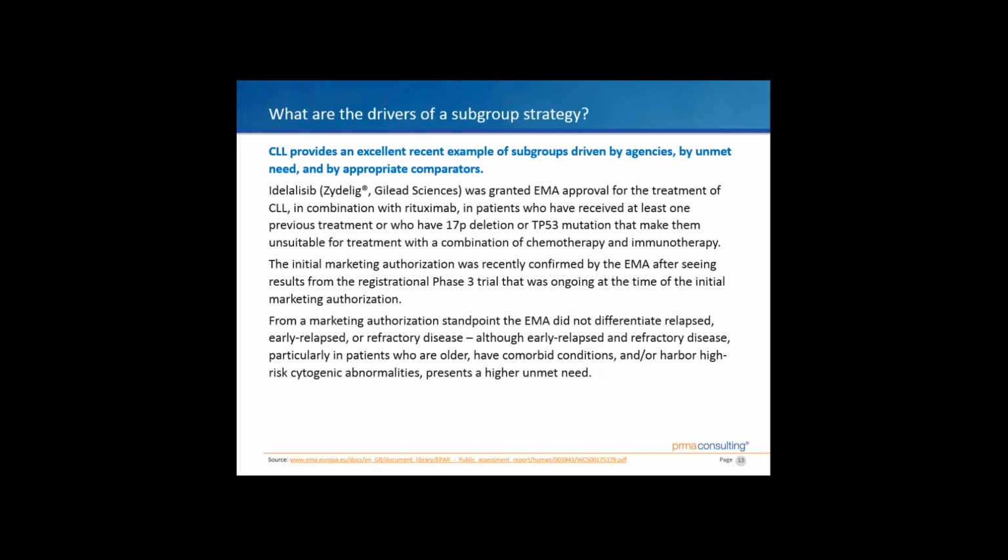And I'm going to start with an example here of CLL and specifically Zedelig as a drug that's now being assessed in a few agencies and has given rise to some interesting subgroups and some interesting assessments. EMA approval for Zedelig was both for CLL and follicular lymphoma, but we'll focus on CLL here. It has marketing authorization in first line for patients with 17p deletion or TP53 mutation, making them unsuitable for chemotherapy, or for second line. And this was confirmed by the EMA in a second assessment.